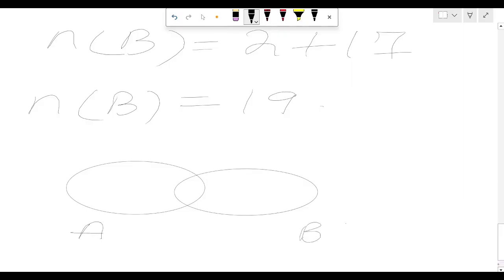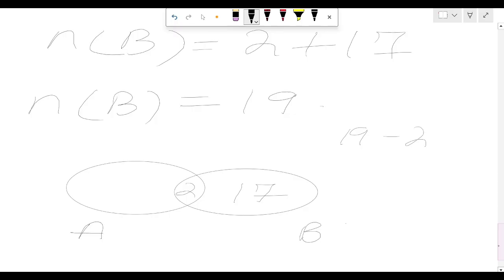Now in the middle, what value do we have? We have 2. So we have B, so 19. If it is subtracted from 2, the resultant is 17. So I'll place 17 in B. And then what is the value of A? The value of A wasn't given.